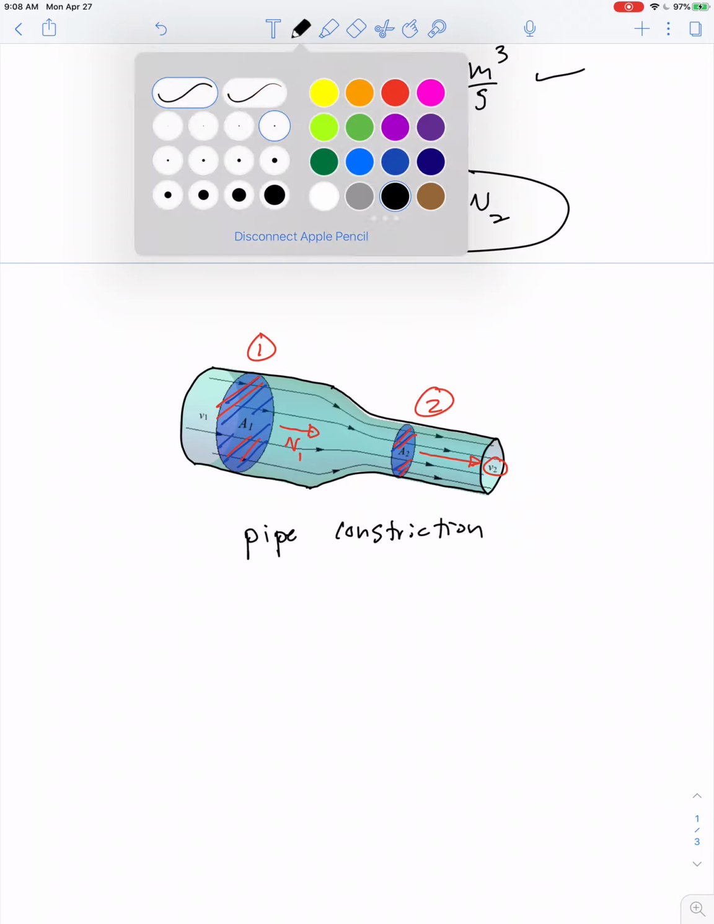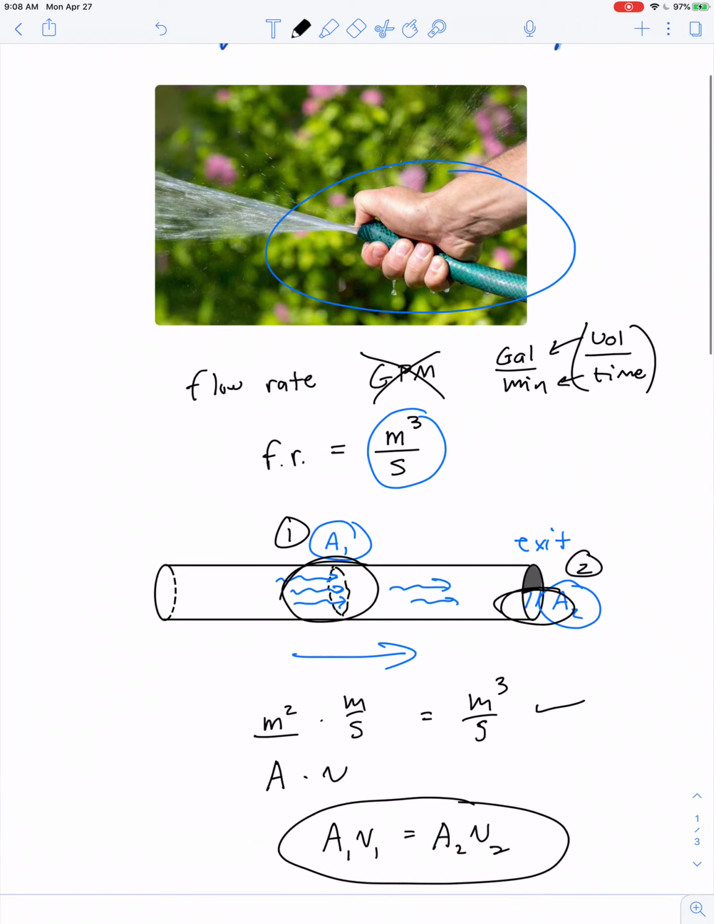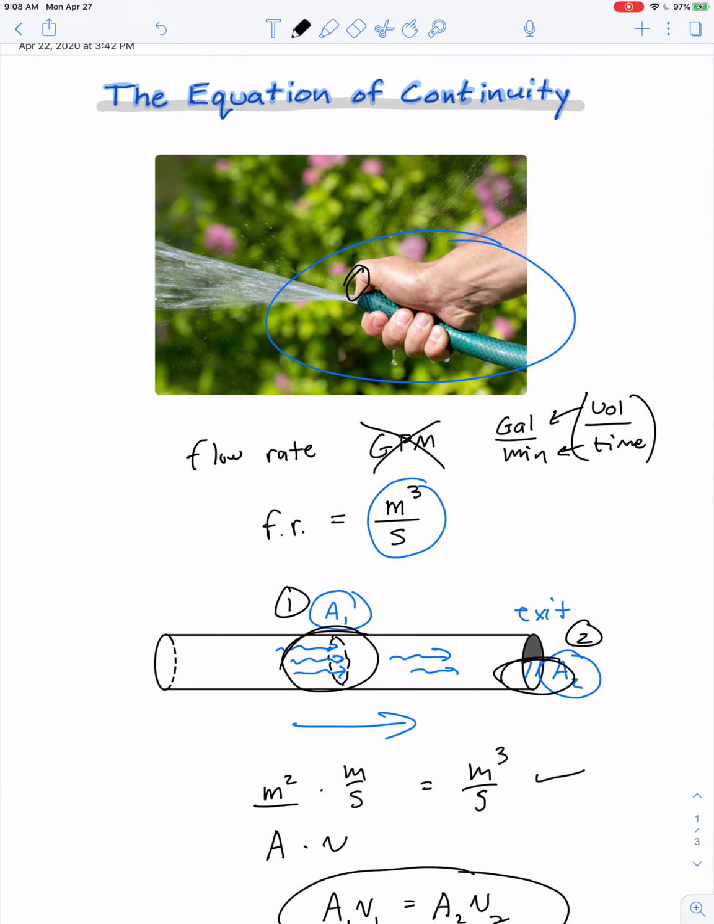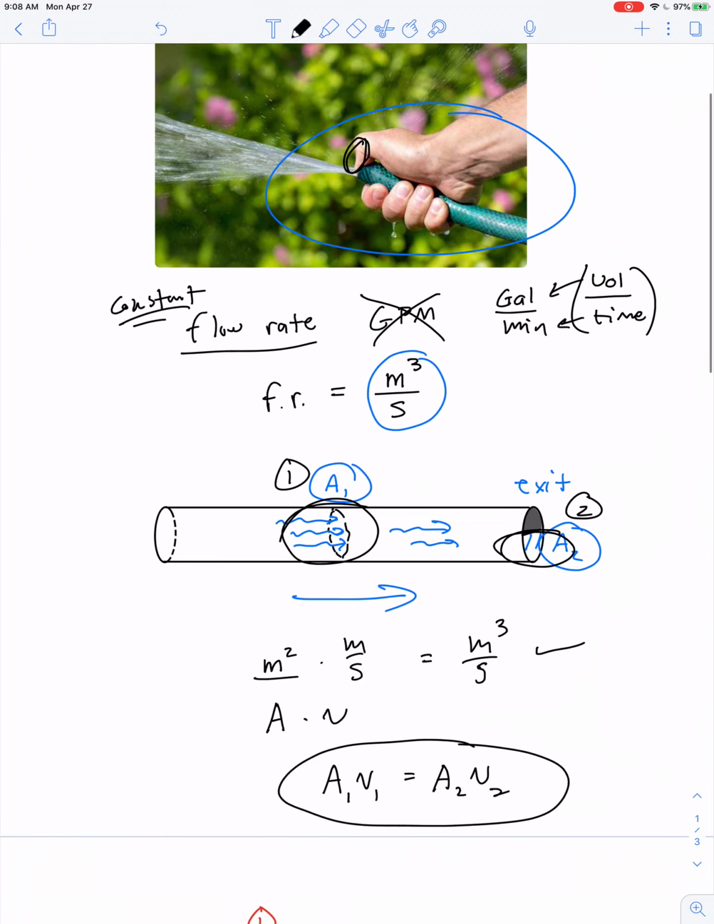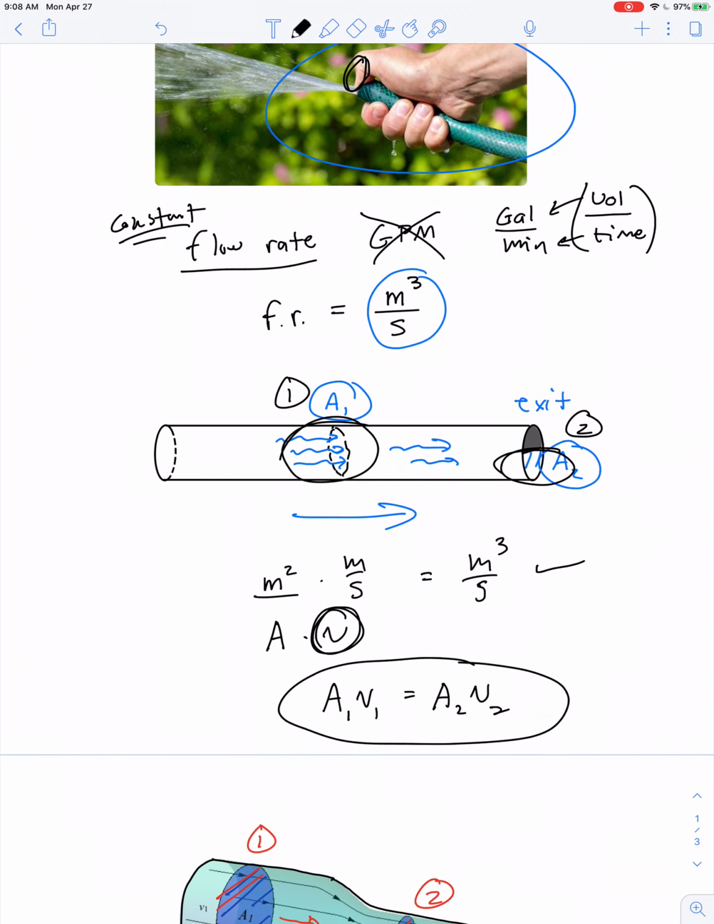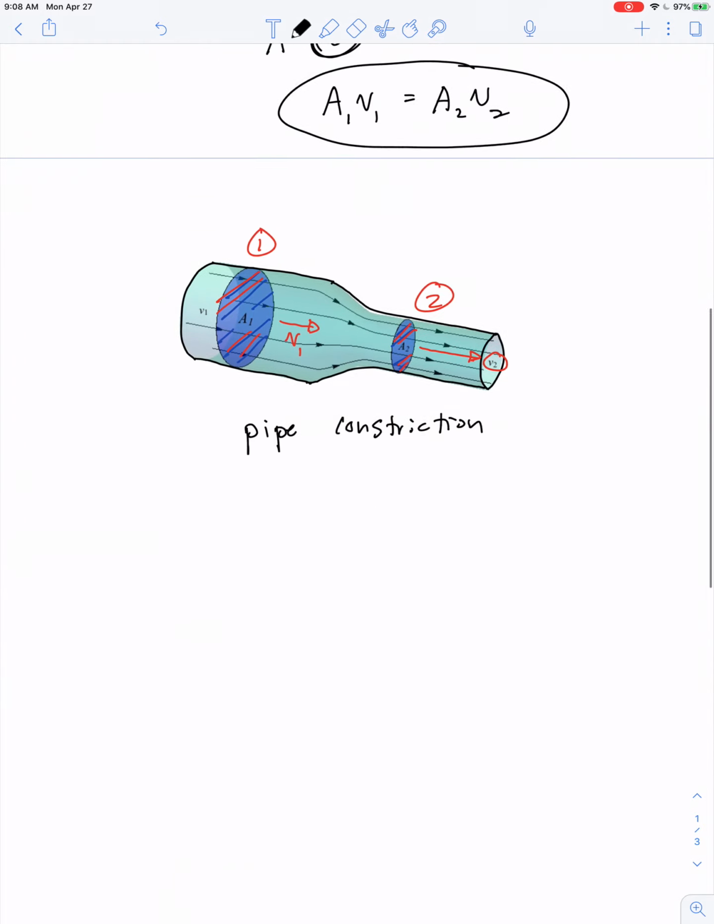Some people might think that the point of putting your thumb over the end of the hose is to increase the flow rate. No, the equation of continuity says flow rate is constant. You're not increasing the flow rate, you're just increasing the velocity. The flow rate remains constant.